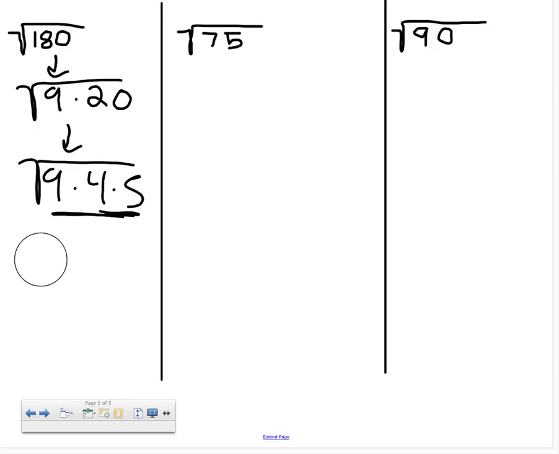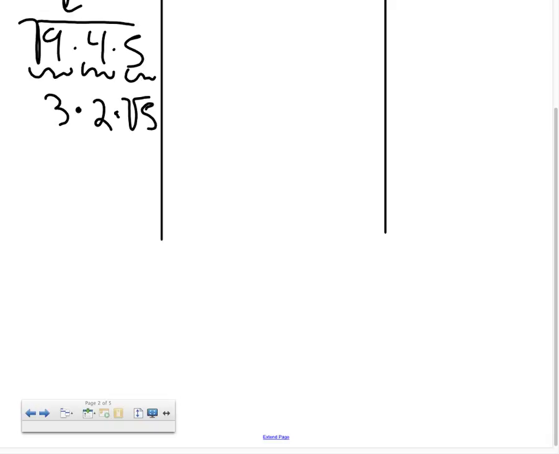And I think I've gotten about as many perfect squares as I can. 4 and 9 are both perfect squares. 5 doesn't really have a perfect square that goes into it except for 1, which wouldn't change much. So what I'm going to do is say that this right here, that's 3. This right here, that's 2. So 3 times 2 times this right here, well, that's just root 5. I don't know what that is, so I'm going to leave it as root 5. I know what 3 times 2 is, though. 3 times 2 is 6, so this would be 6 root 5. That's all it is.